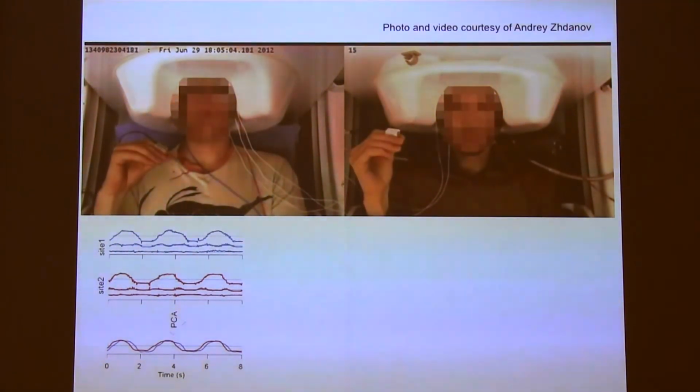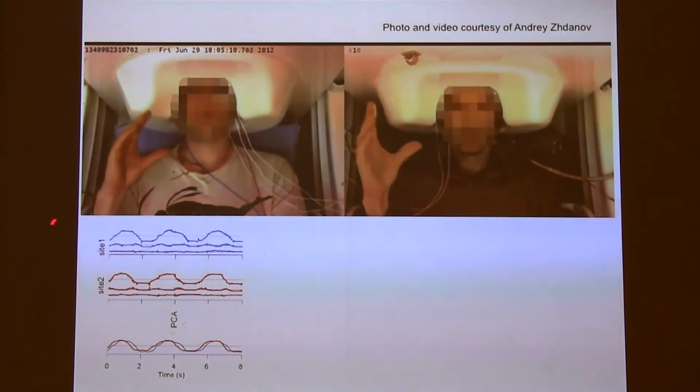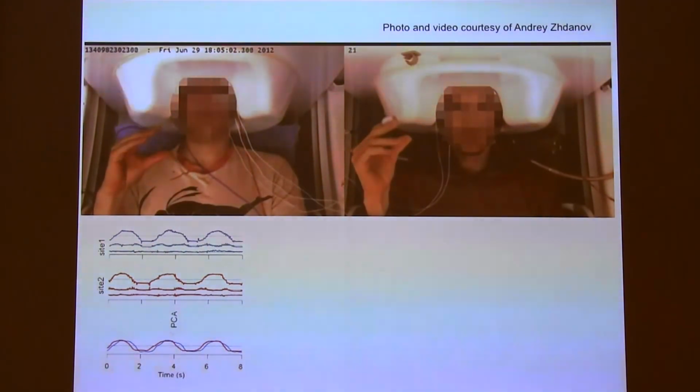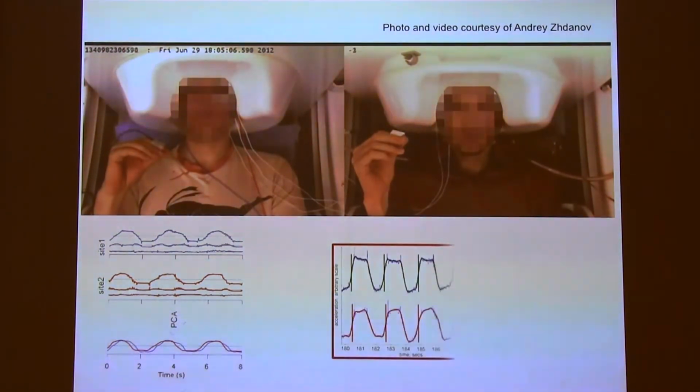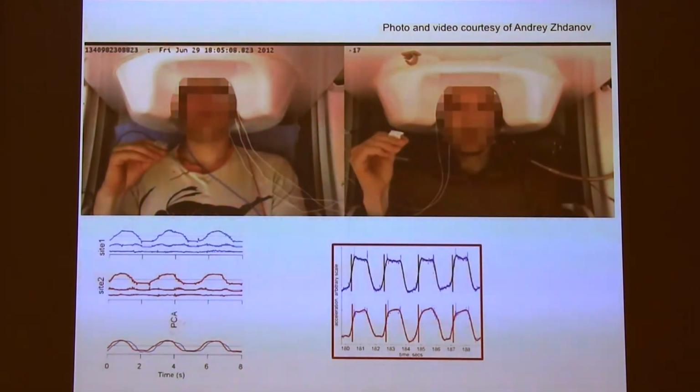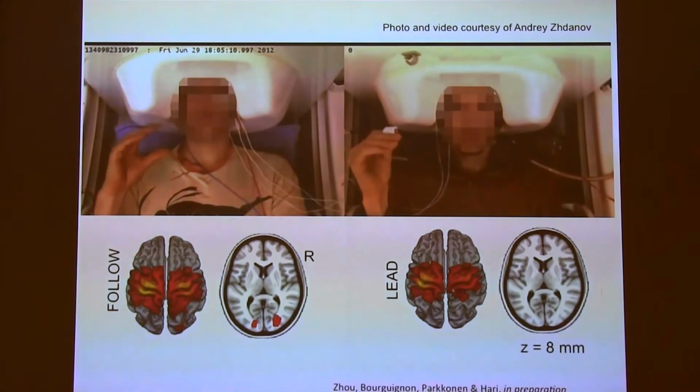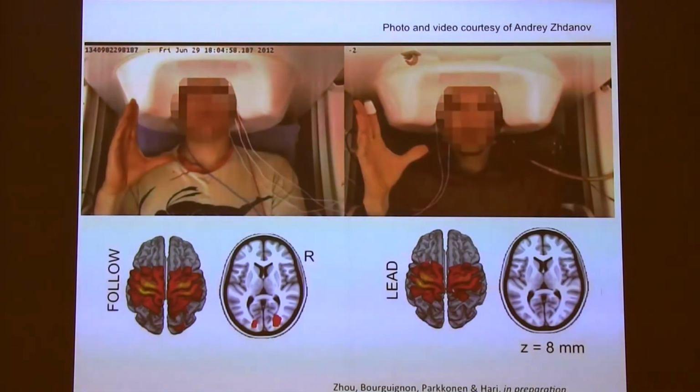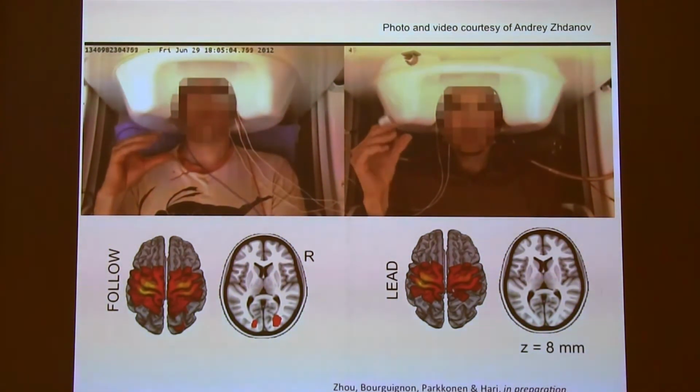In the first cases we have been studying, for example, synchrony of motor actions. So we have accelerometers from this guy and accelerometers from the other guy. Then we can have different instructions. One can be leader and the other follower, or they can do it as they like. We can look at the synchrony of this, and finally we can go to look at the brain changes, but it's work still in preparation.